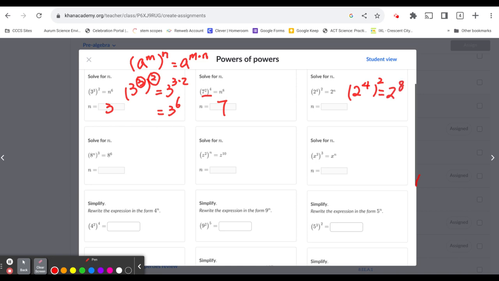So the rest is a little bit tricky because it's reverse psychology again. We know power over power, you multiply, right? So 8 to the power n, times 3, is 8 to the power 6. So what times 3 is 6? 2 times 3 is 6. So n is 2. Same thing for the next one. Well, that's pretty much it.